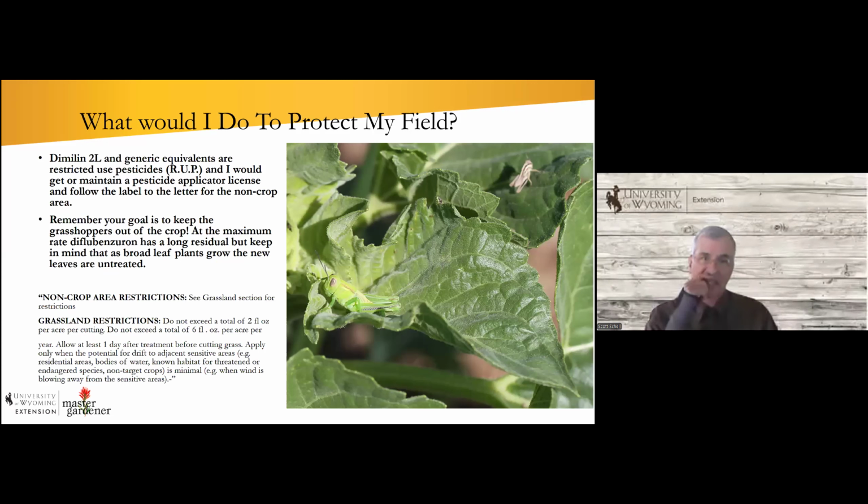Now, the Dimilin 2L and the generic equivalents are restricted use pesticides. So you've got to get or maintain your pesticide applicator license in order to be able to apply it, and you follow the label to the letter for non-crop area. Non-crop restrictions for that, it says see grassland section for that. And so essentially it's 2 fluid ounces per treatment and not to exceed 6 fluid ounces per acre.